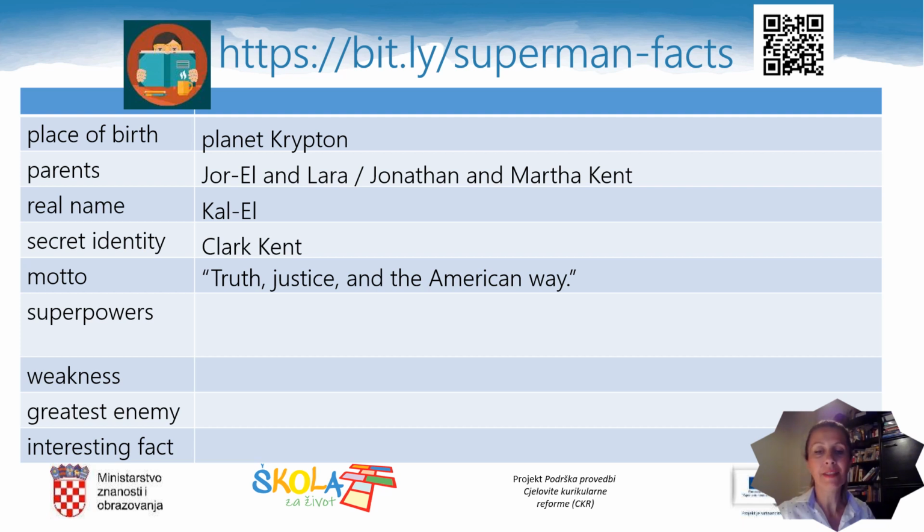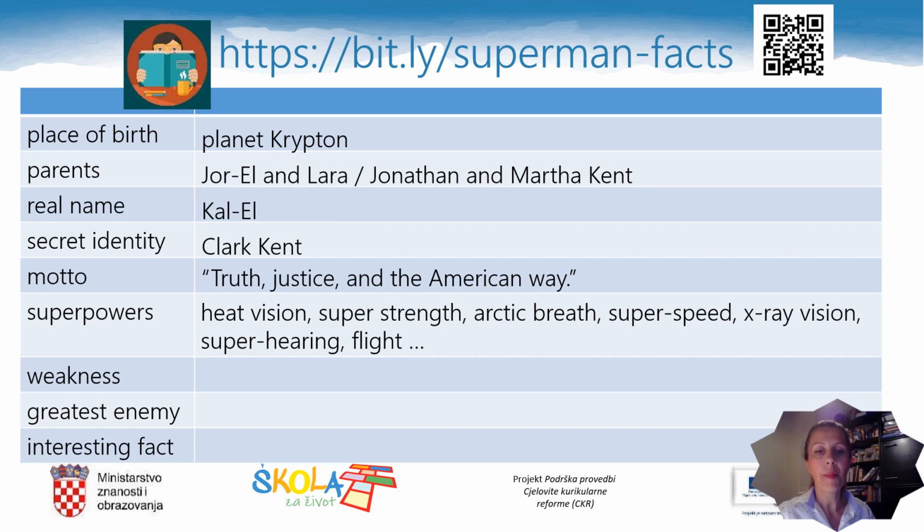There is quite an extensive list of his superpowers, among which are heat vision, super strength, Arctic breath, super speed, X-ray vision, super hearing, his ability to fly, and so on. His weakness is kryptonite, crystalline material from his birth planet. His greatest enemy is Lex Luthor. And an interesting fact that I have singled out is the fact that he was originally conceived as a villain. I did not know that before.